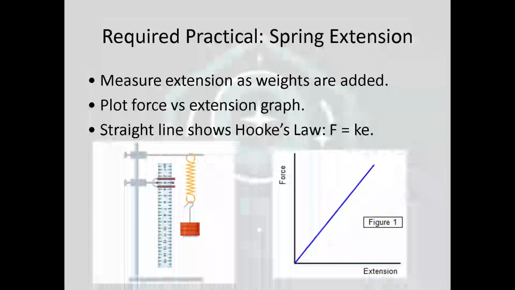No, wait, of force against extension. Yeah, force against extension, where the extension will go on the x-axis and the force will be on the y-axis, and a straight line is what you should get, suggesting that the extension is directly proportional to the force applied. And because you'll get a straight line, it shows that it obeys Hooke's law, F equals Ke.